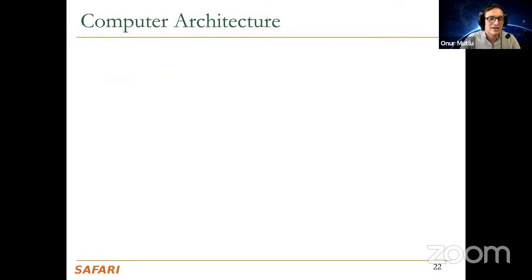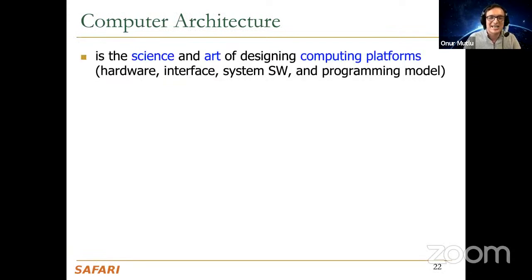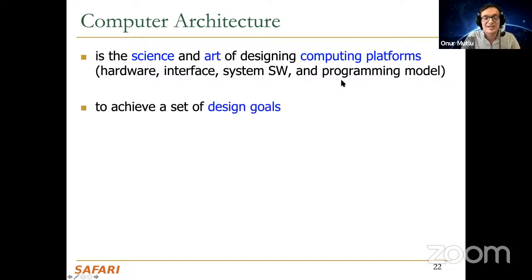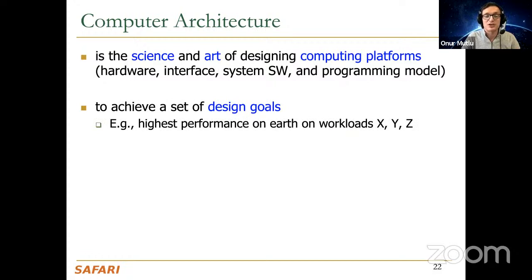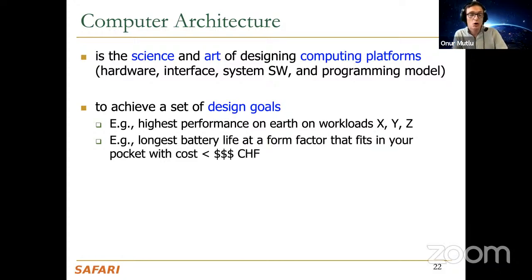That's important. Okay, so computer architecture is the science and art of designing computing platforms. Again, this is a broad definition. It covers the hardware, interface, system software, and programming model. And the goal is to achieve a set of design goals. For example, in supercomputers, you want to get the highest performance on Earth on workloads XYZ. We may see similar papers to this. In mobile systems, you want to get the longest battery life at a form factor that fits in your pocket with cost less than some amount and with acceptable or good performance, right?